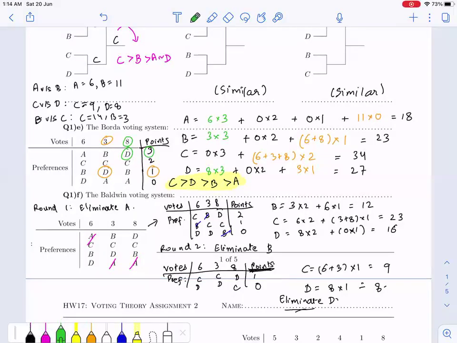Okay, now the ranking under the Baldwin voting system. C wins the last round. D was eliminated just before that. B was eliminated just before that, and A was eliminated in the very first round. So this is what the Baldwin ranking looks like. Again, very, very bad example. Comes out to be the same as the BODA. This is not true in general.